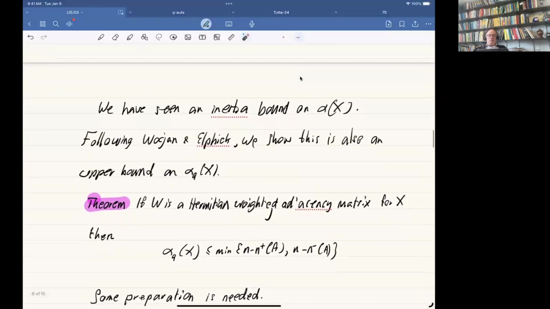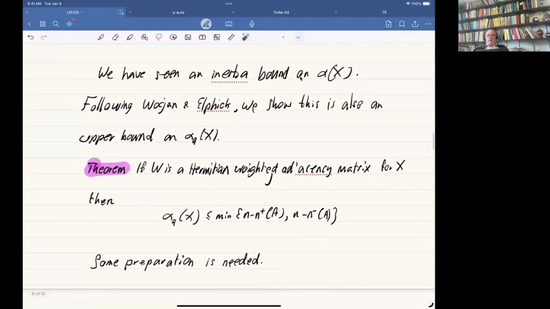Now, we saw an inertia bound on alpha of X some time back. The interesting thing is that this inertia bound, the minimum of the number of non-positive and the number of non-negative eigenvalues, is an upper bound on alpha, but it's also an upper bound on alpha Q. We saw that for the chromatic number, the Hoffman bound was a bound both on the chromatic number and on the quantum chromatic number, which is a stronger statement. And the same thing is happening here with alpha.